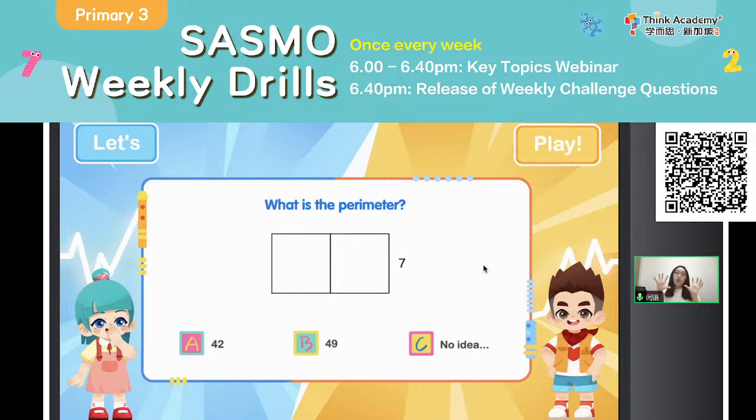Now I just put the 2 squares together and they share the side in the middle. So could you please tell me what is the perimeter of this figure, the bigger one? Think about it. Oh, I see different answers. Again, think about it. Just now I told you what is the meaning of perimeter. That is all the sides around the shape. So do we really need to count the middle line? Think about it.